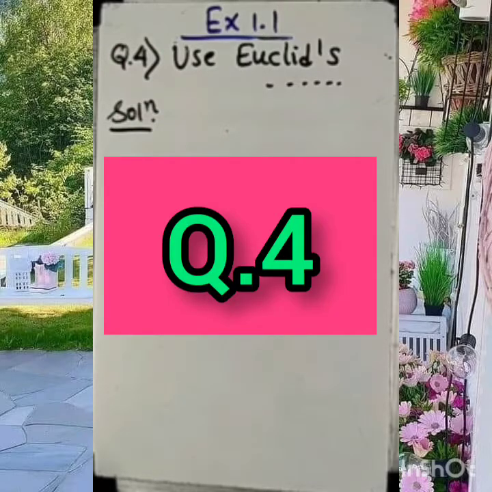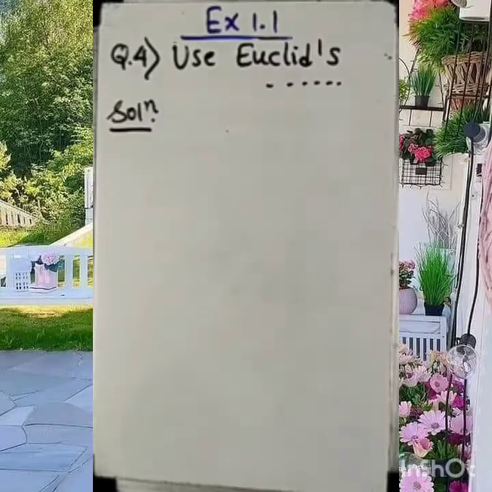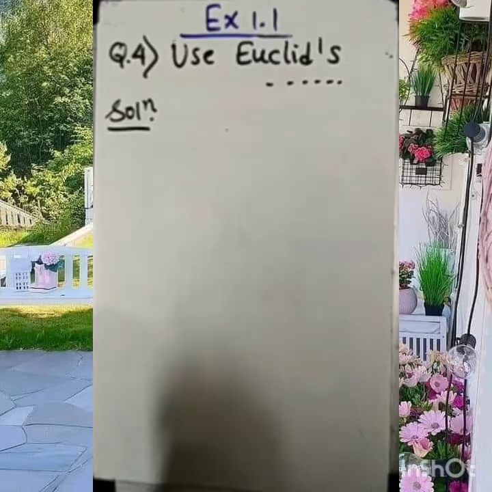Question number 4 of exercise 1.1. The question is on your screen. Use Euclid's division lemma to show that the square of any positive integer is either of the form 3m or 3m plus 1 for some integer m. So yes, let's begin. Here we need to apply Euclid's division lemma. So let's start the solution.